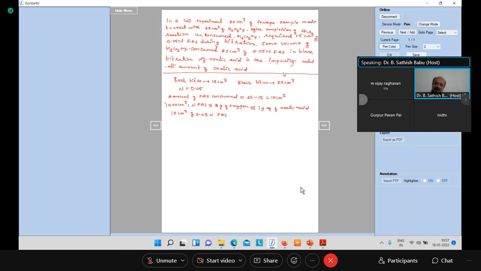So we are not going to calculate oxygen here, because oxygen is consumed for 1 gram equivalent of oxalic acid, right? So what is the gram equivalent of oxalic acid? Can you tell me? The molecular mass of oxalic acid is 90. Okay? 45, sir. Molecular mass of oxalic acid is 90. Then what is the equivalent weight? 45.